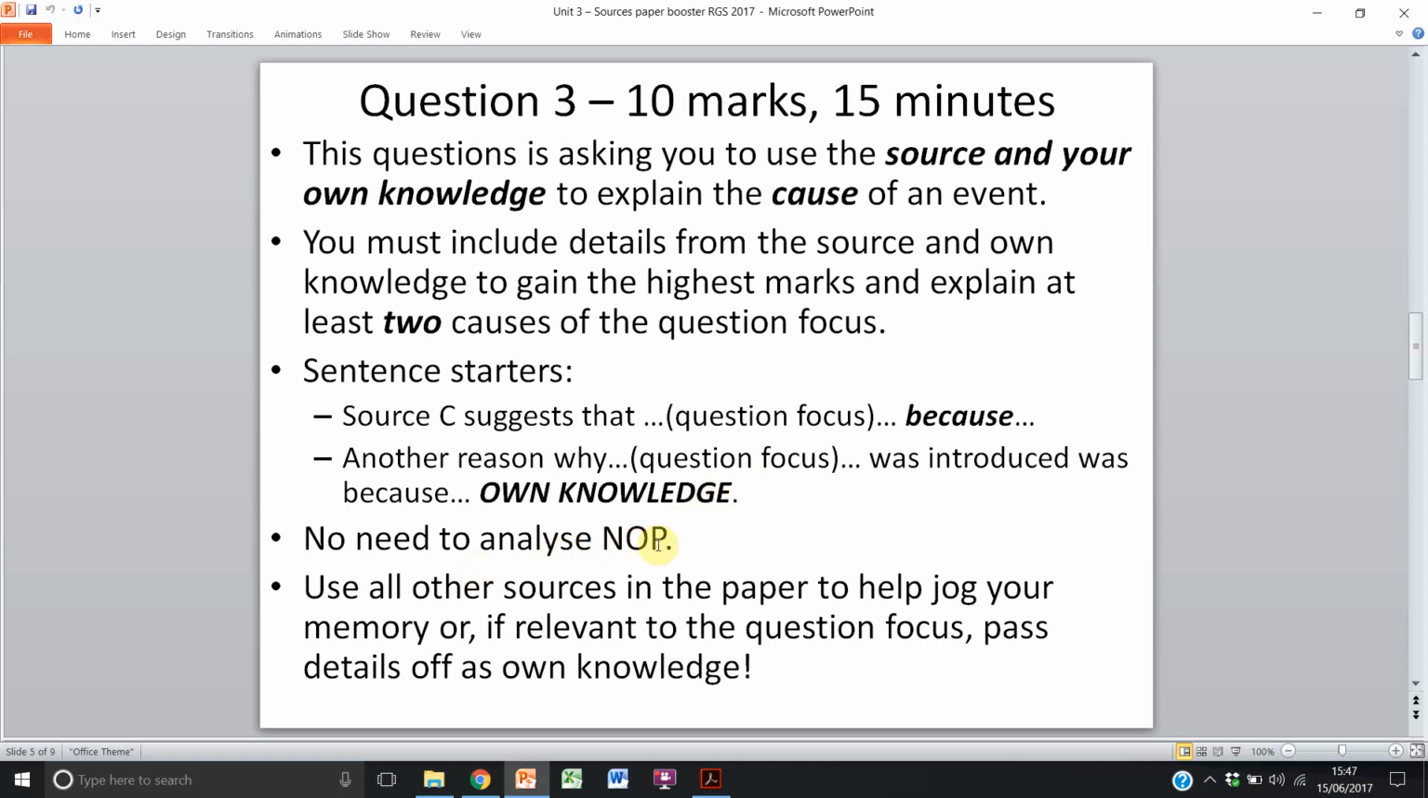You do not need to analyse nature, origin and purpose. And if you're struggling for own knowledge, what you might want to do is see if you can have a look at the other sources in the paper, so sources A, B, D, E and F, and see if there's anything within those sources that are relevant to the question focus that you can pass off as your own knowledge. And there may be something in those other sources that helps jog your memory or that you can actually use and pass off as own knowledge. Okay.